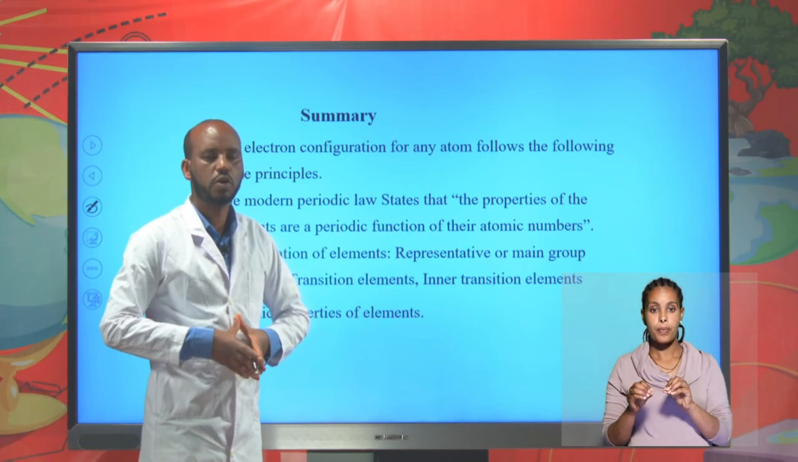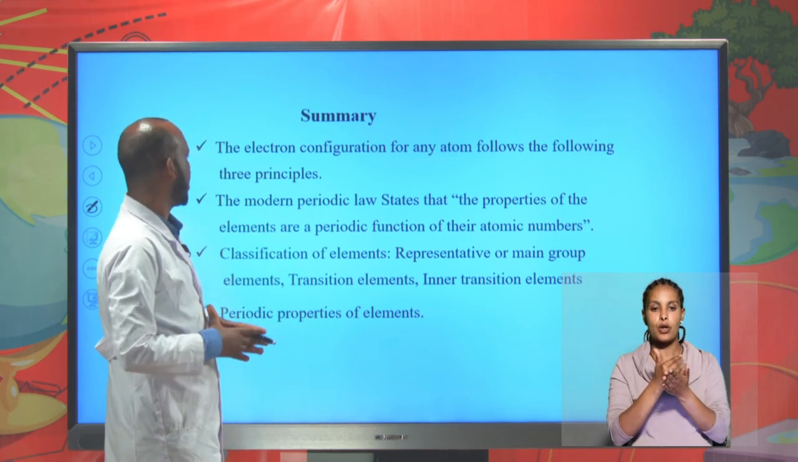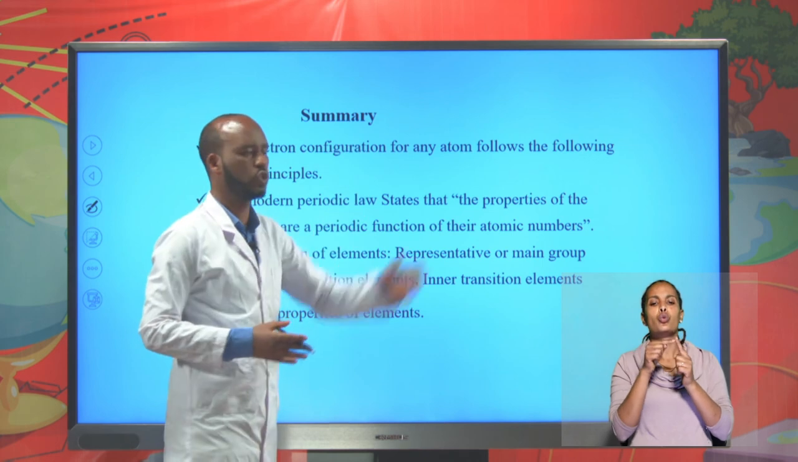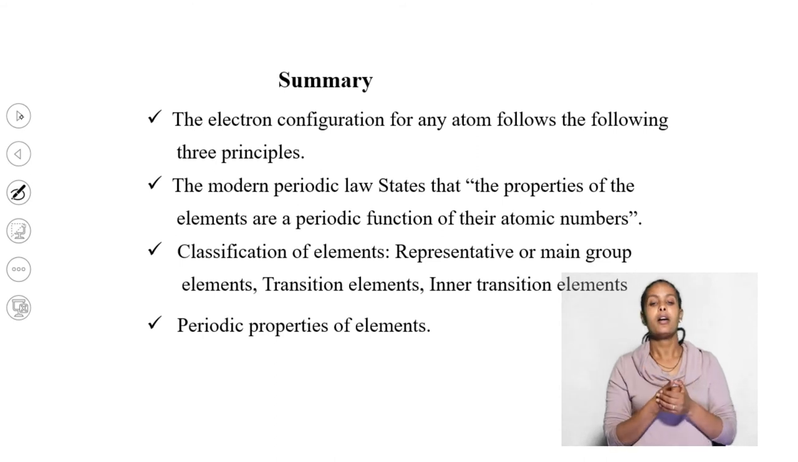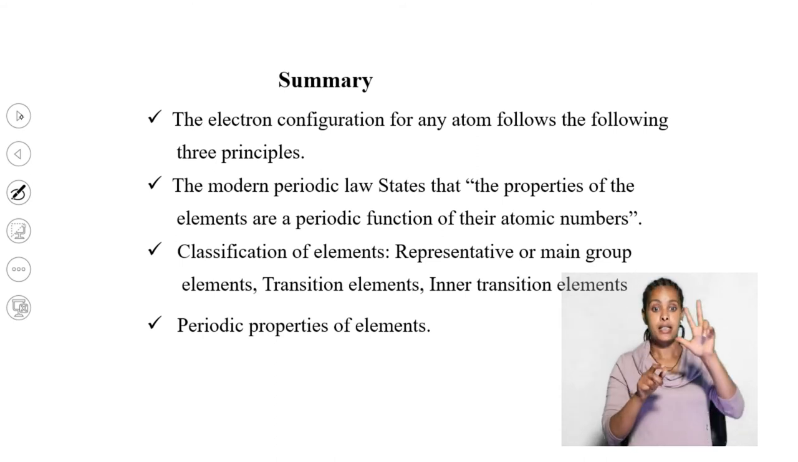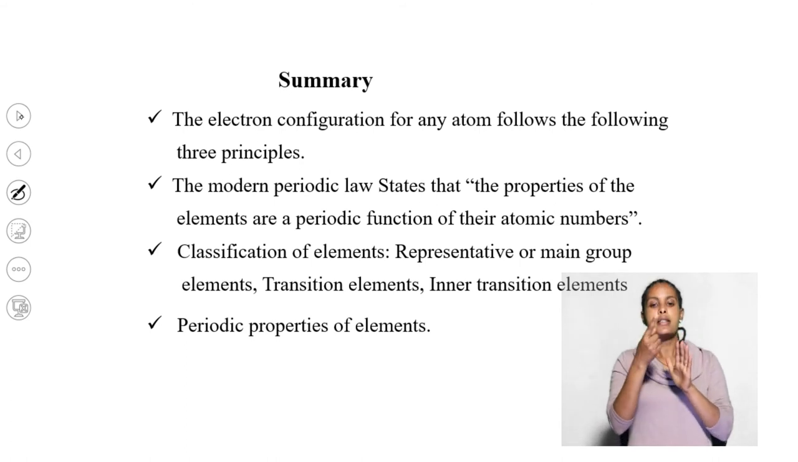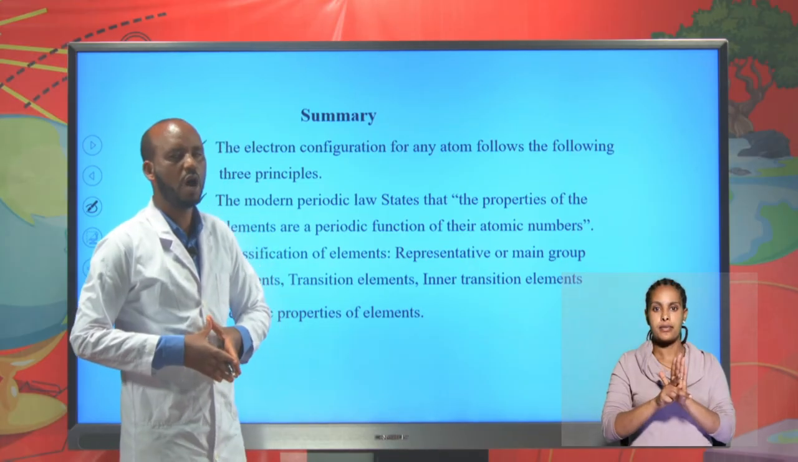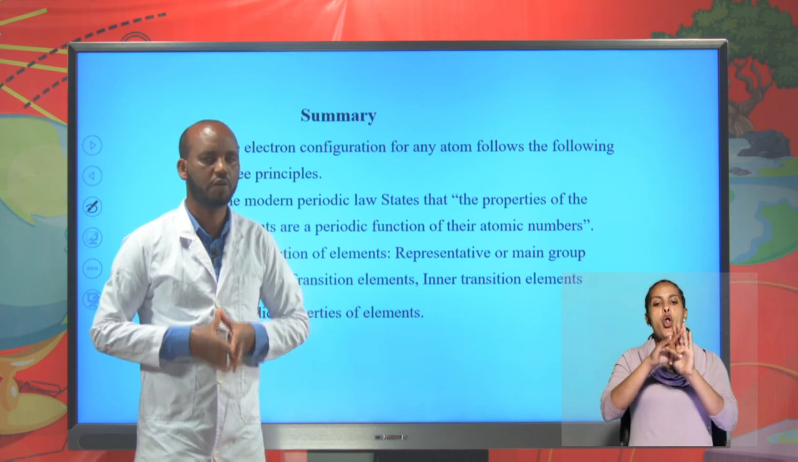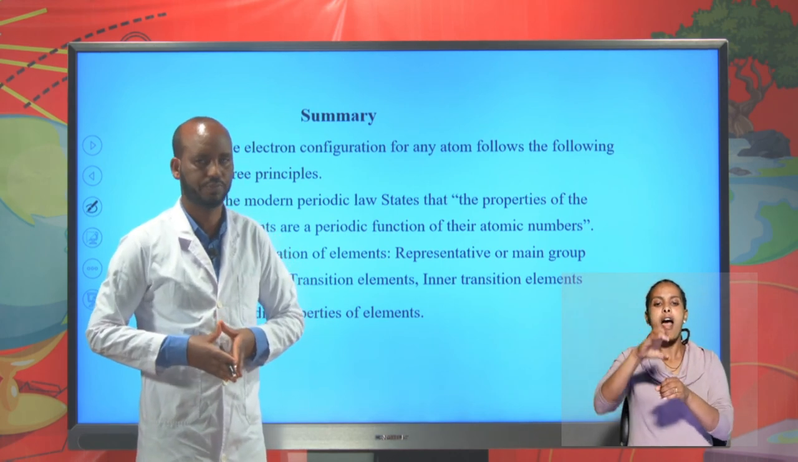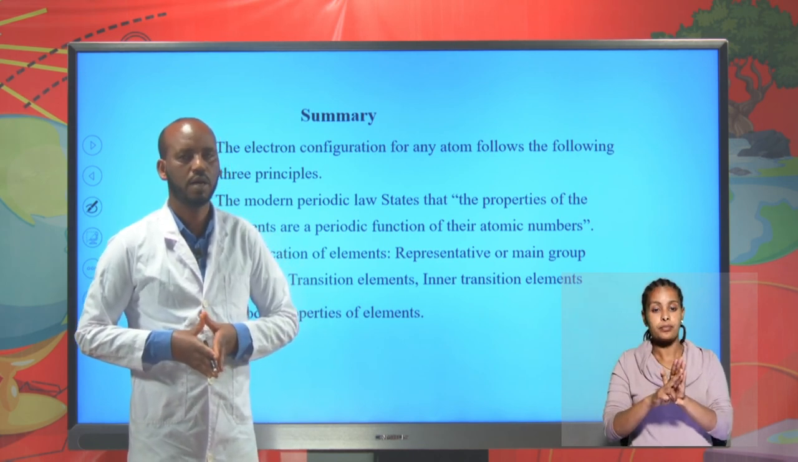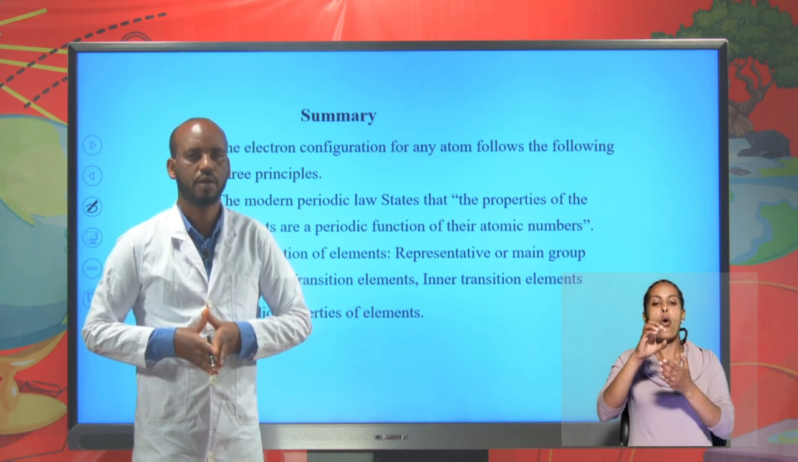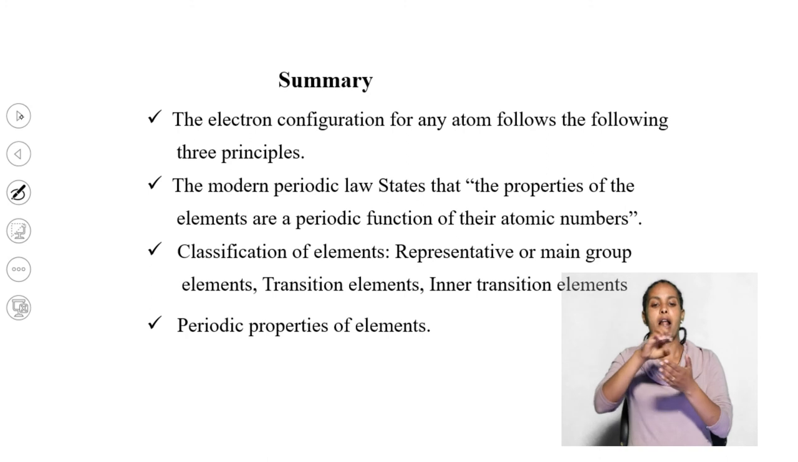Students, in today's lesson, we learned how to write the electronic configuration of elements. We used the three principles: the Aufbau principle, Hund's rule, and the Pauli exclusion principle. The Aufbau principle states that lower energy orbitals are filled with electrons before higher energy orbitals. According to Hund's rule, for degenerate orbitals, before doubling electrons, vacant orbitals must be occupied.